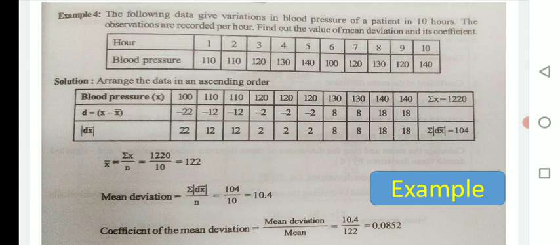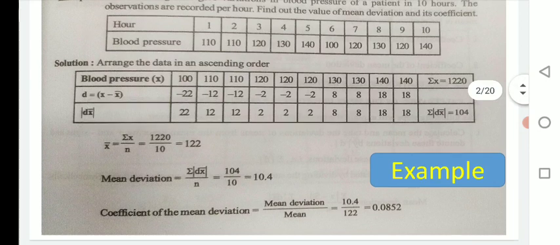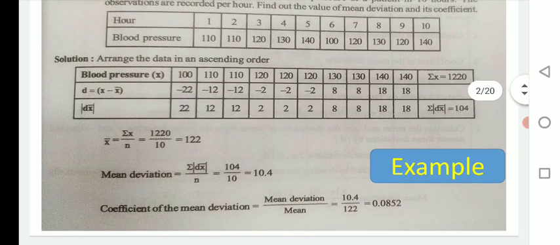Then in the last column, summation x, we have to add all these readings of blood pressure, and it is given in the last column, that is summation x, and it is 1220. Then in the second row you can see that d is equal to x minus x bar. Now first we need x bar, that is we need the mean.